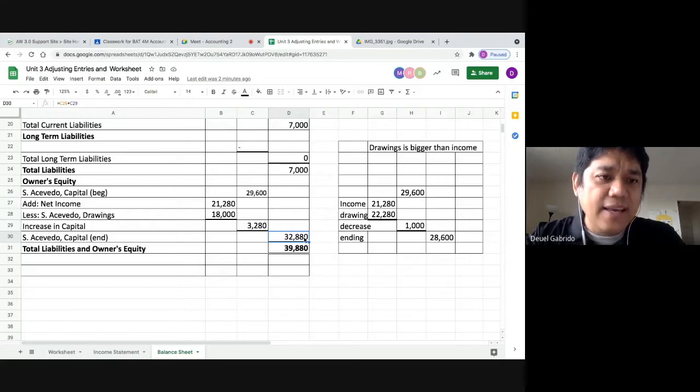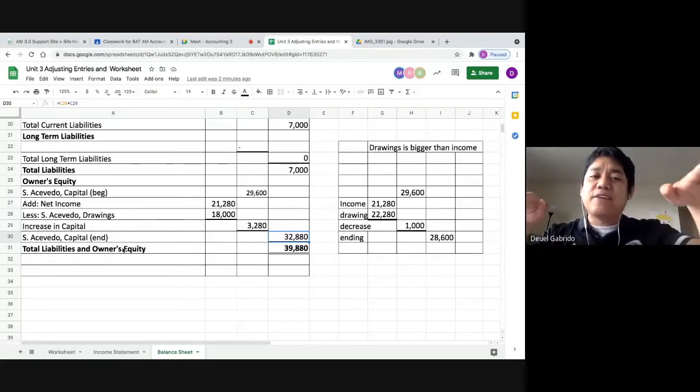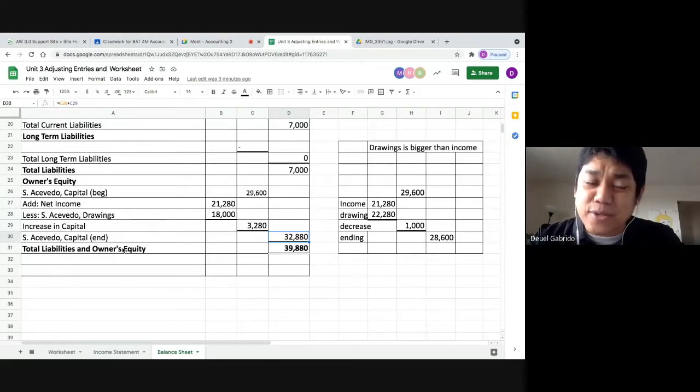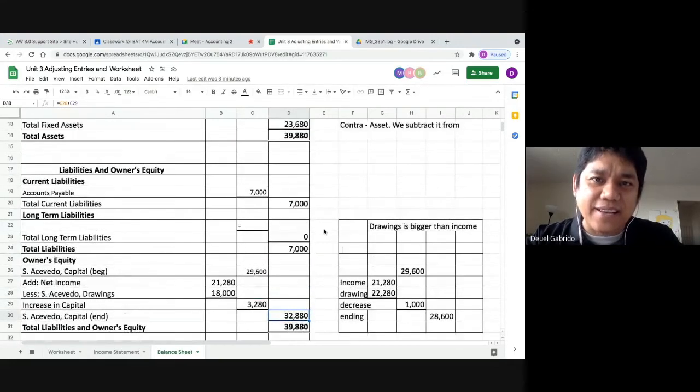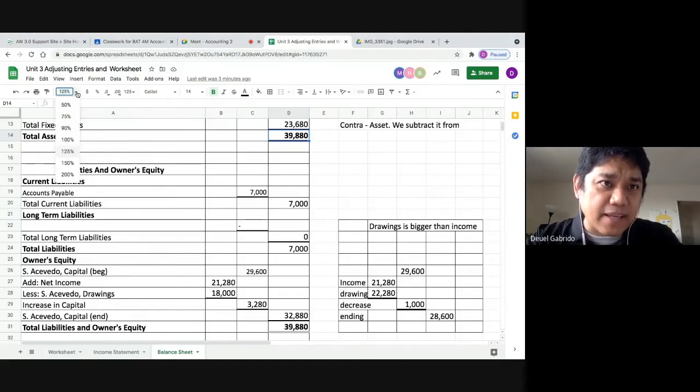And to present it, remember balance sheet, the left and right should be equal, meaning the total assets should be equal to the total liabilities and owner's equity. Let's add the two. Total liabilities is 7,000 here. Add 32,880 here, and the sum is 39,880. Let's see the assets above. Are they the same? Oh, yeah, correct. Total assets is 39,880. The liabilities and equity is 39,880. These are the two things that the boss wants you to see. Do you understand that? Let's make it smaller.